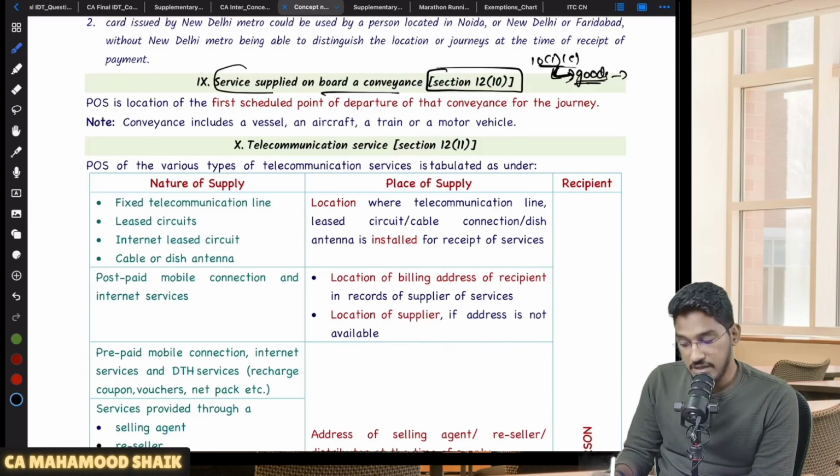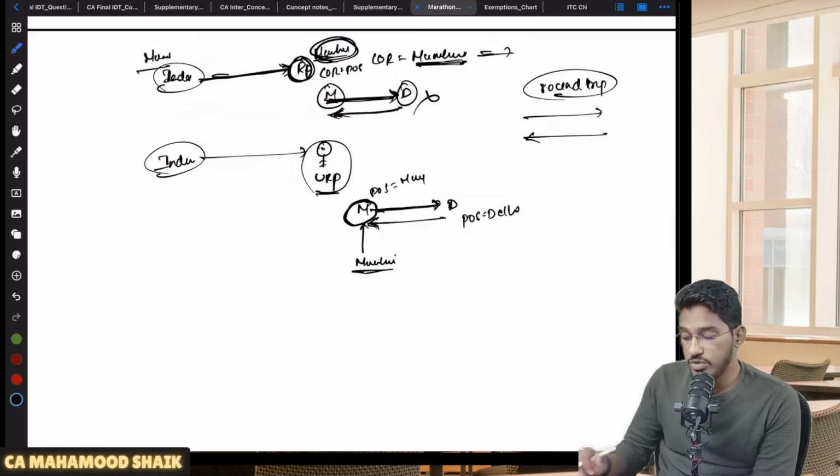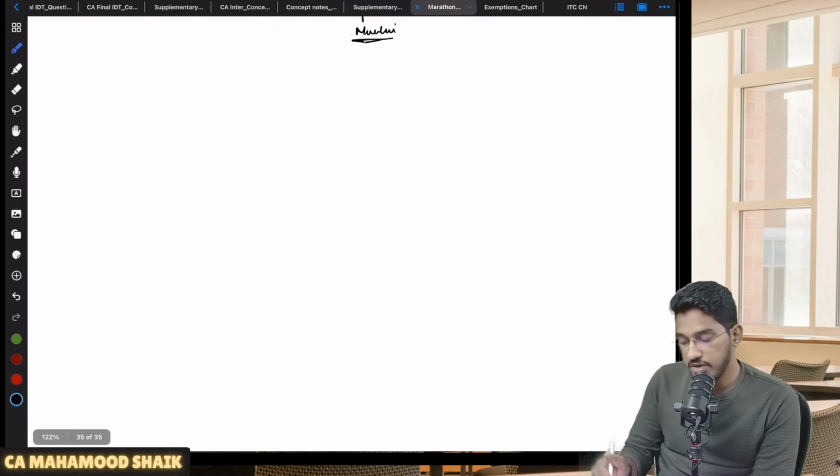In case of services, they say that under 12 subsection 10, the place of supply is the first scheduled point of departure of that conveyance. So what they are saying, the place of supply will be first scheduled point of departure. Sir, what is first scheduled point of departure?